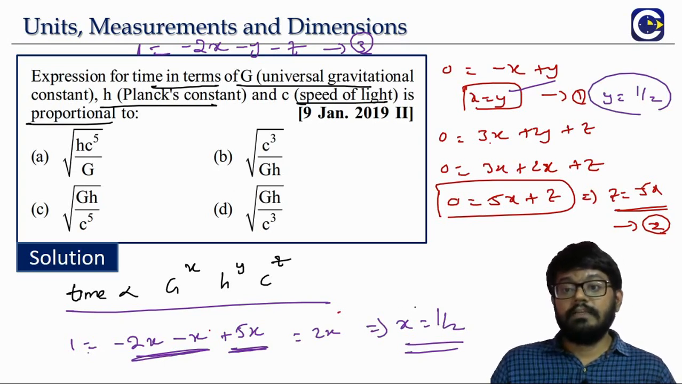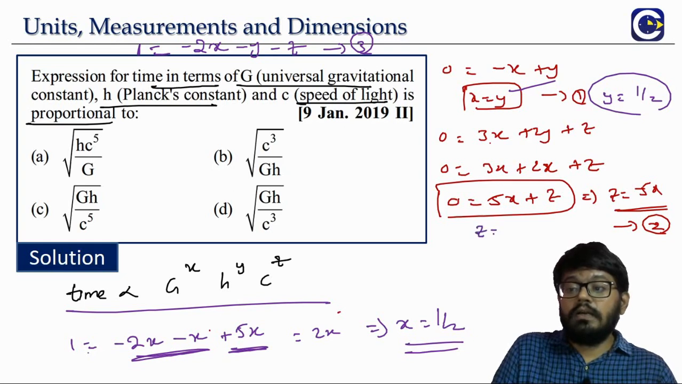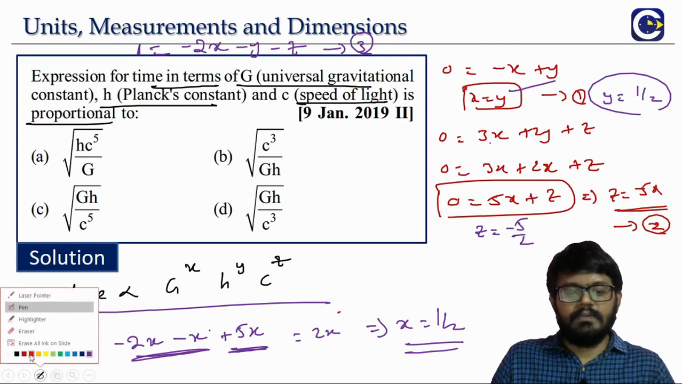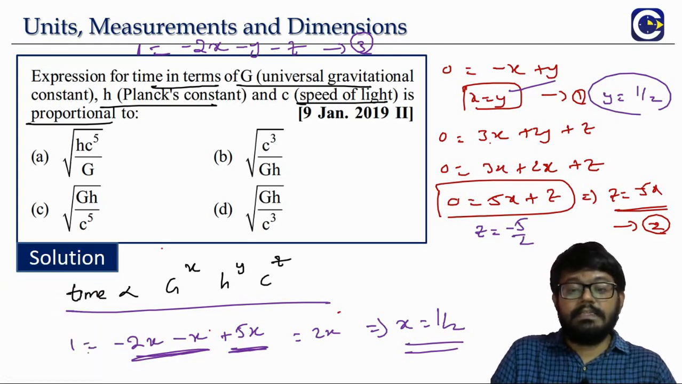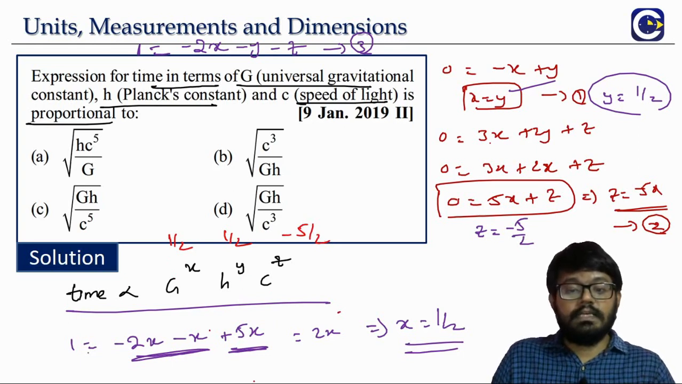Okay. So if x is coming as half, what about the y value? Y is also half, right? And what about the z value? Z is equal to what? Minus 5x means minus 5 by 2. Okay, so let's look at the powers. X is what? Half. Y is what? Y is also half. Z is what? Minus 5 by 2. So these are the values.